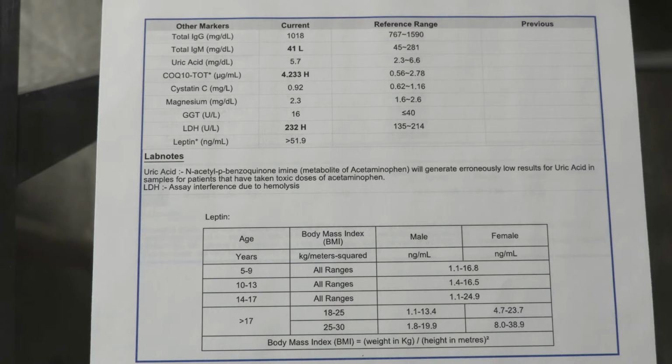So don't freak out if you see highs or lows. We'll talk about it, and we'll make sure you get on the right path to fixing it. Uric acid is a breakdown product of protein. Too much uric acid is called gout. So if you have any gout issues, that may be a sign of why you have gout issues, and we can fix that with diet and supplements.